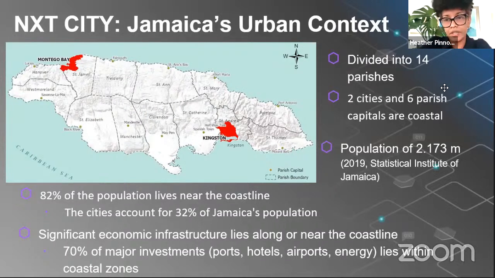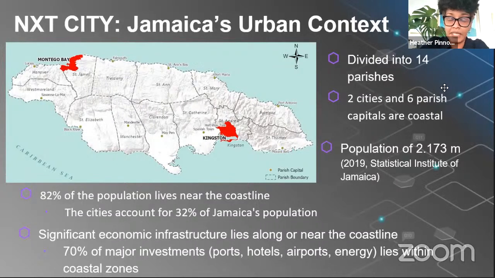Another important consideration in looking at Jamaica's current urban context is that we have significant infrastructure at or along our coastlines. As I said, the two cities are at the coastlines, and two main international airports are attached to these two cities. We have other international airports, but these two are the main ones. And they are also at or near sea level.